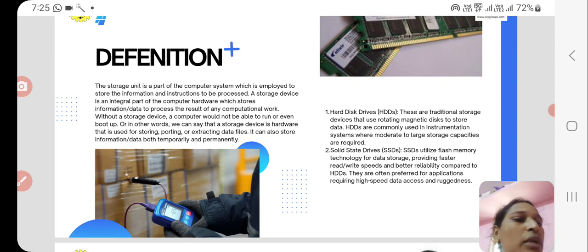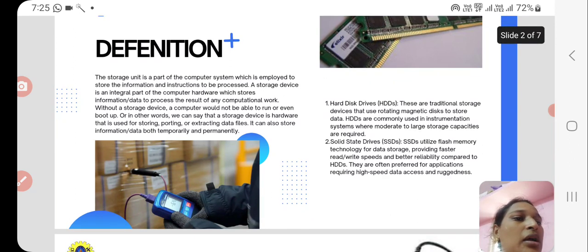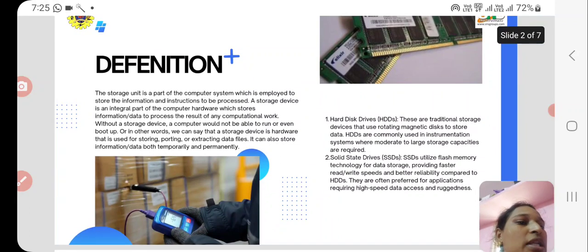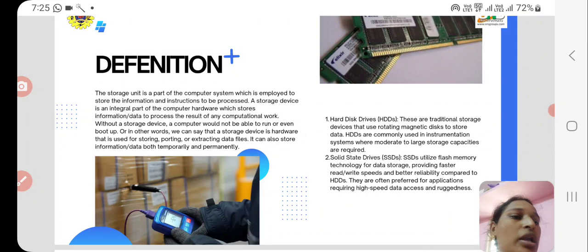There are two types of storage devices. One is hard disk drives and the other one is solid state drives. The traditional storage devices are HDDs, which use magnetic disks and rotating tapes to store data. These are commonly used in instrumentation systems where moderate to large storage capacities are required.